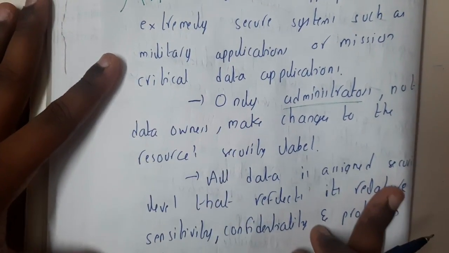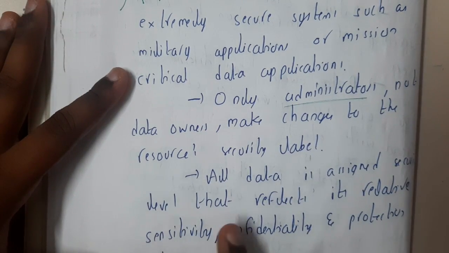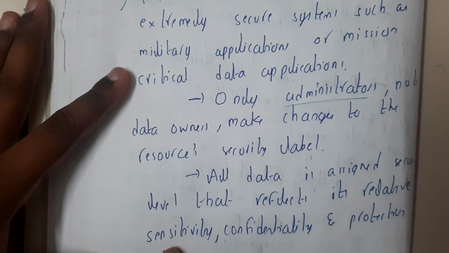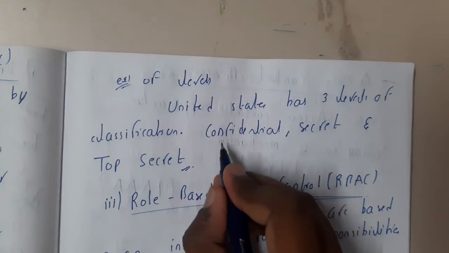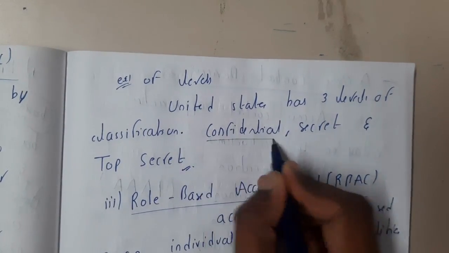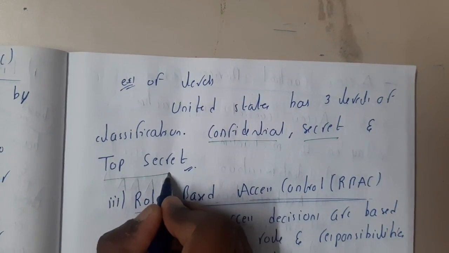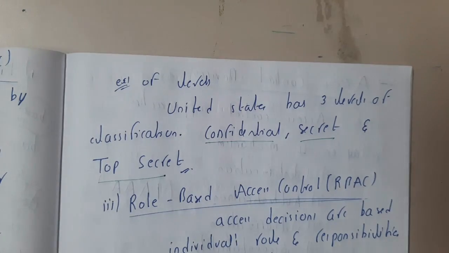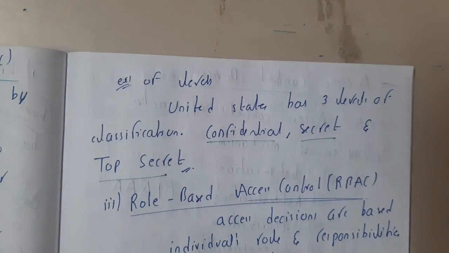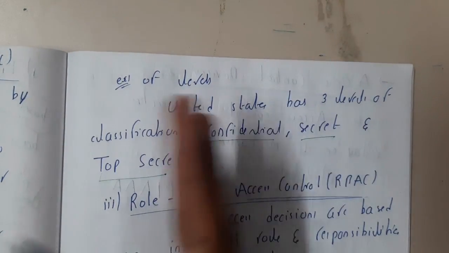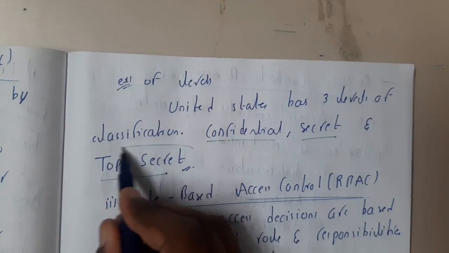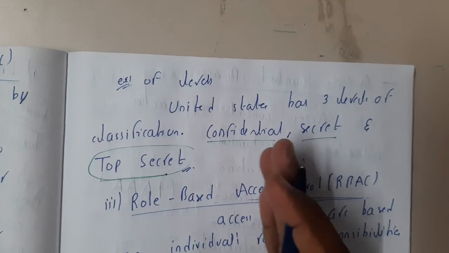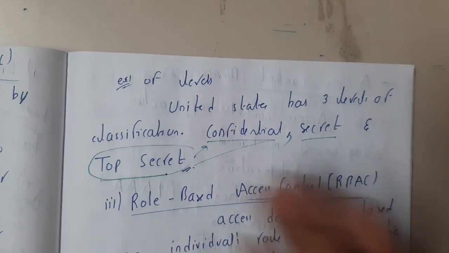So all data is assigned security levels that reflect its relativity, security, and all those things. Here we wrote an example of the US three-level classification, guys. They have three levels in the military, that is confidential, secret, and top secret. Based on these levels, they divide the whole set of employees or officers, and based on their criteria, they access the data. So if someone is in top secret, the topmost level, he can access the rest also. That is the major advantage here.